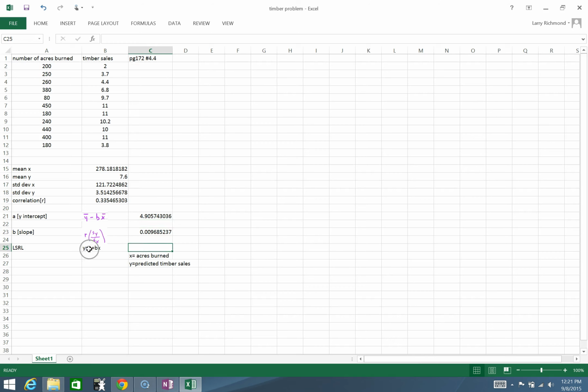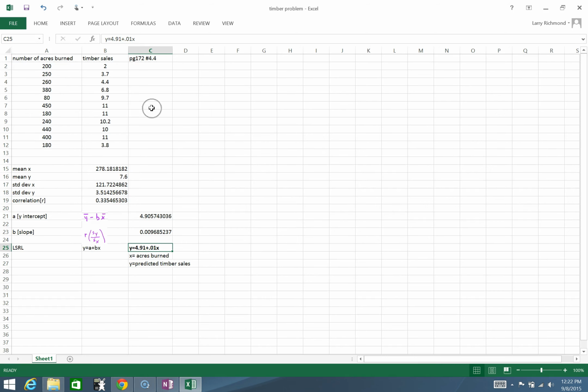Our LSRL, our least squares regression line, is y equals a plus bx. So I'm simply writing this in. A is 4.905. I'm going to call that 4.91, plus bx. Well, b is this 0.0096. I'm going to call that 0.01, rounded to the hundredths, x. This is our least squares regression line: y equals 4.91 plus 0.01x, where x represents the acres burned and y represents the predicted timber sales.